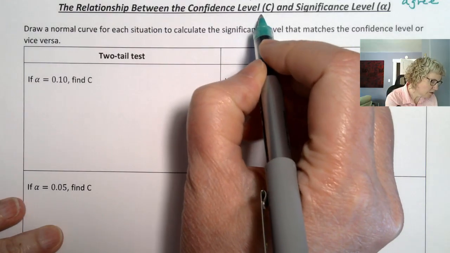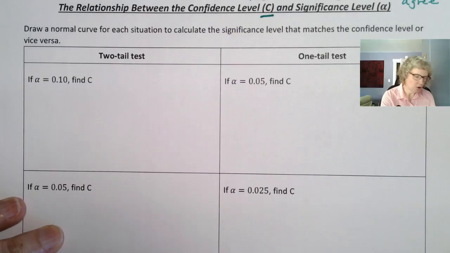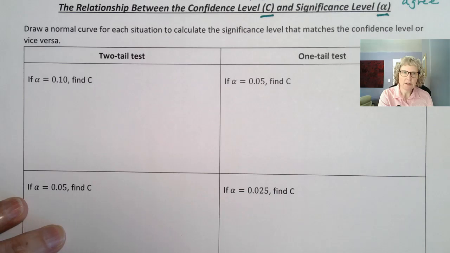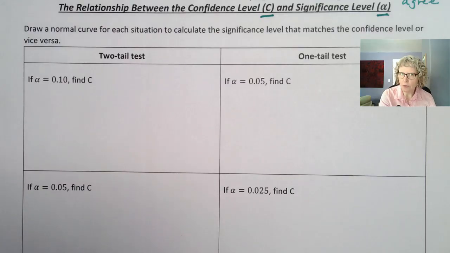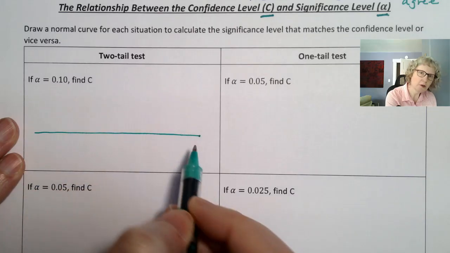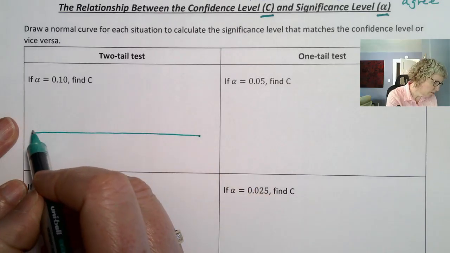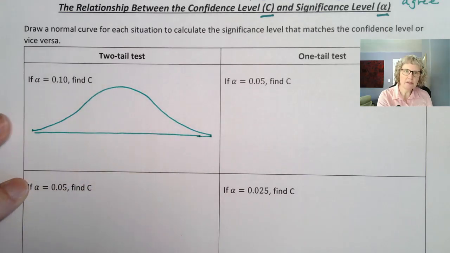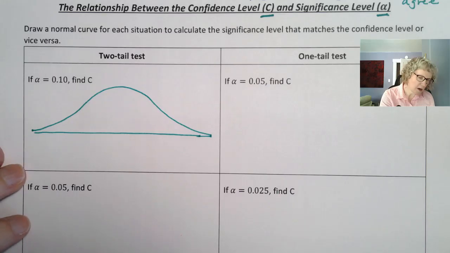And we're going to use the abbreviation C for the confidence level, and then we're already familiar with alpha for the significance level. Okay, so let's start with a two-tail test. It's a little more intuitive for a two-tail test because a confidence interval is also two-sided, okay? So for each of these, I'm going to draw a little normal curve. So I'm going to draw a horizontal line first. Then I'm going to come in with my haystack bell shape curve like that, okay? Doesn't have to be perfect. Just a little sketch is fine.